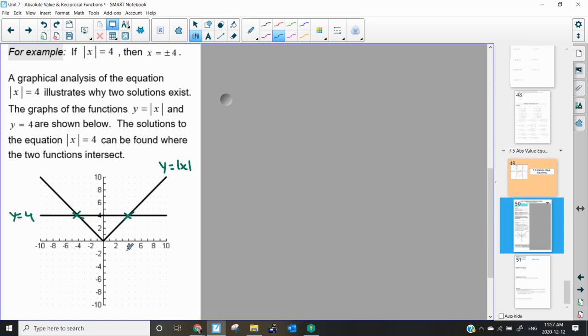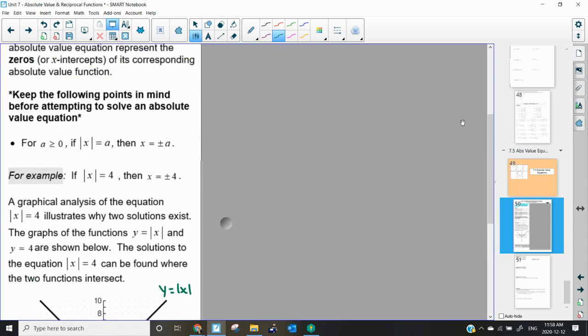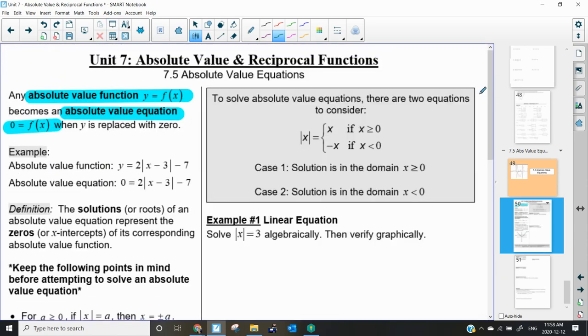So if we're solving graphically, we can do it this way. Another way to do it, and we're going to look at these in the examples, is to rearrange your equation and have the absolute value of x minus 4, graph that, and find our zeros. All right, so let's take a look at some examples here.